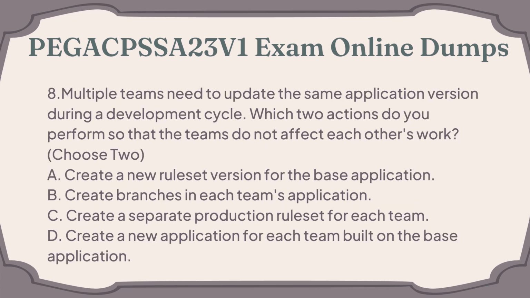8. Multiple teams need to update the same application version during a development cycle. Which two actions do you perform so that the teams do not affect each other's work? Choose 2. A. Create a new rule set version for the base application. B. Create branches in each team's application. C. Create a separate production rule set for each team. D. Create a new application for each team built on the base application.